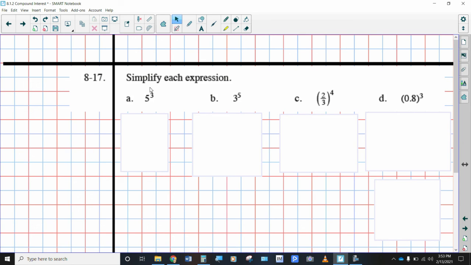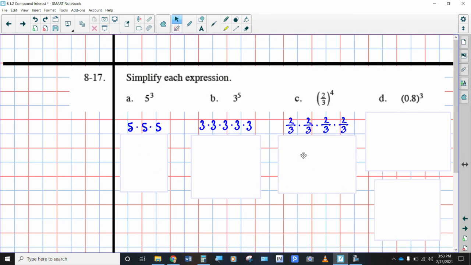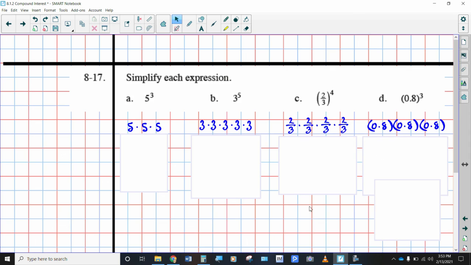Simplify each one of these expressions. Copy them down, and then expand them out according to the exponent rules, and then use your calculator or do mental math to figure out what the new value is. This is called simplifying the powers, simplifying the expression, which happen to be powers, okay? Go ahead and do that real quickly, and then pause when you are ready, and I will reveal the answers presently.